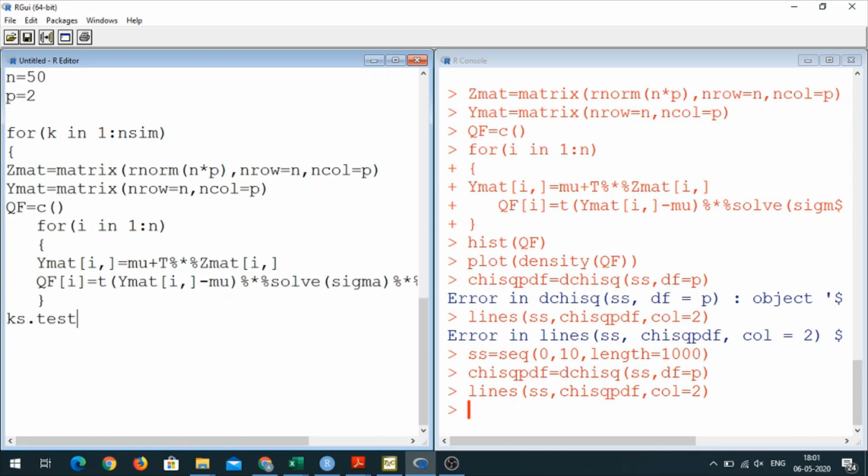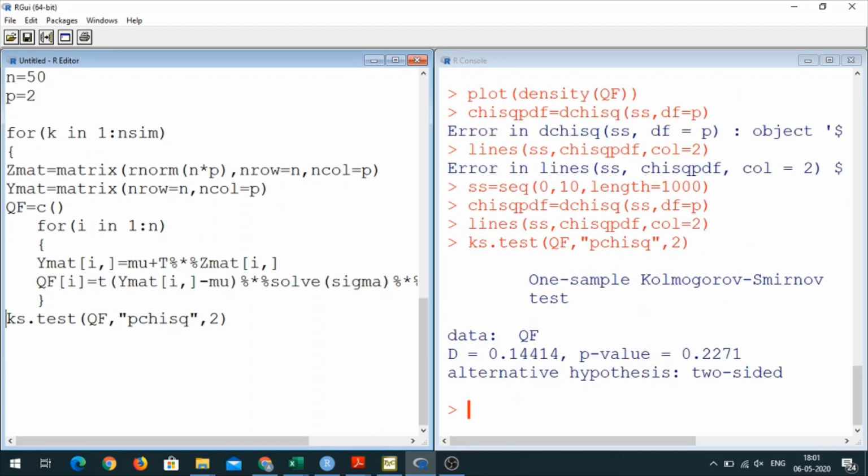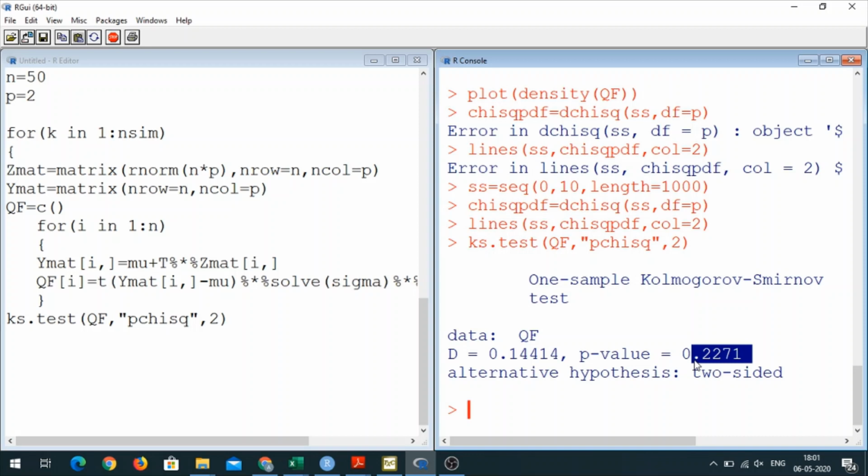So I can carry out the Kolmogorov-Smirnov test to compare it with chi-square. So p chi sq and degrees of freedom equal to 2. Okay, so you can see here the output of the test. The p-value is this. So p-value is greater than 0.05, means the test says that the chi-square assumption is accepted.